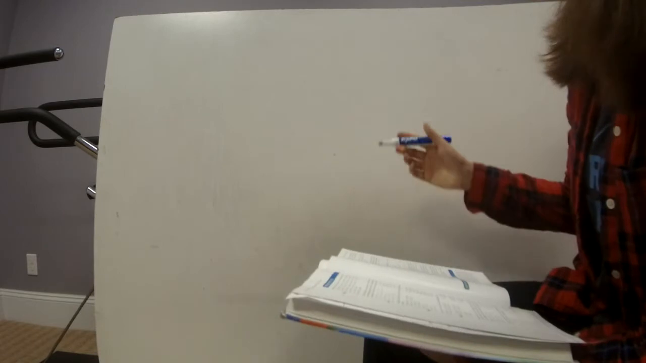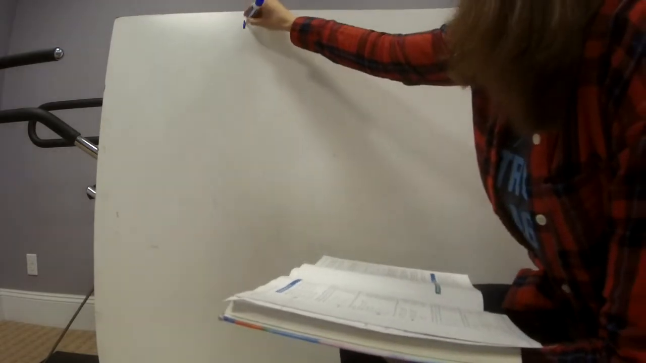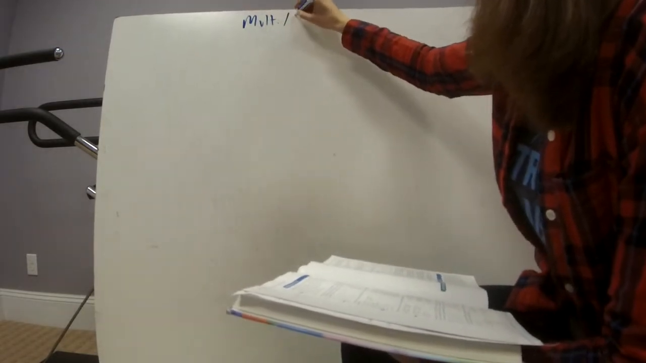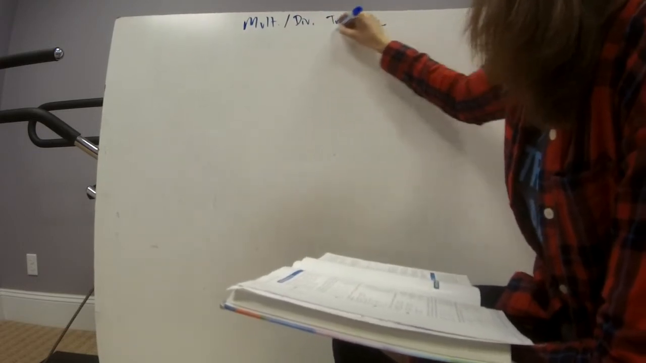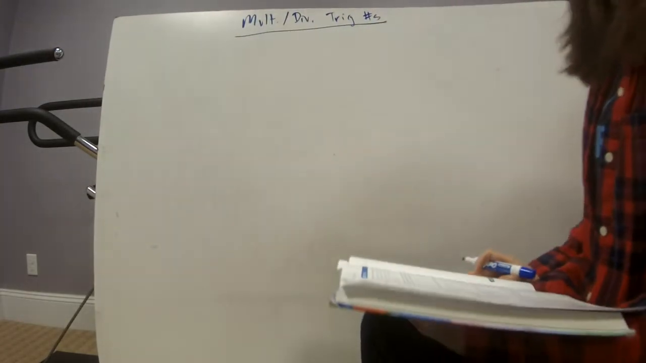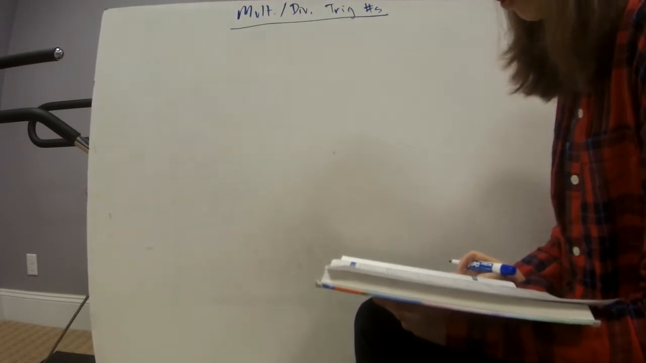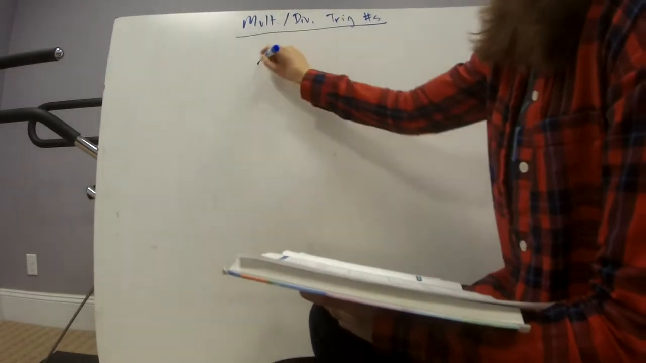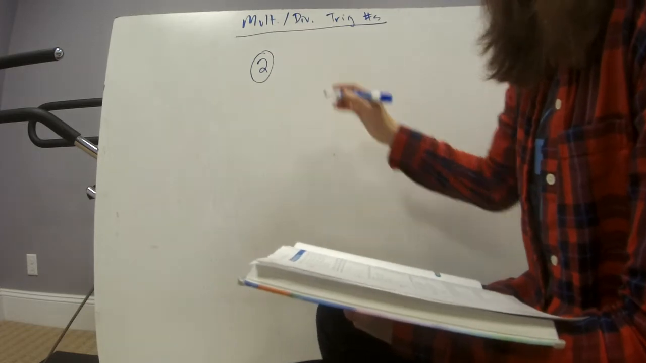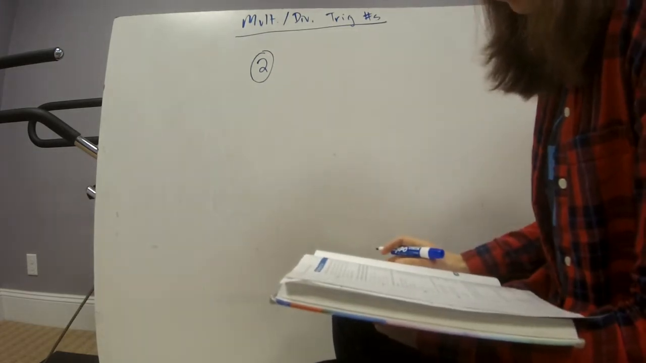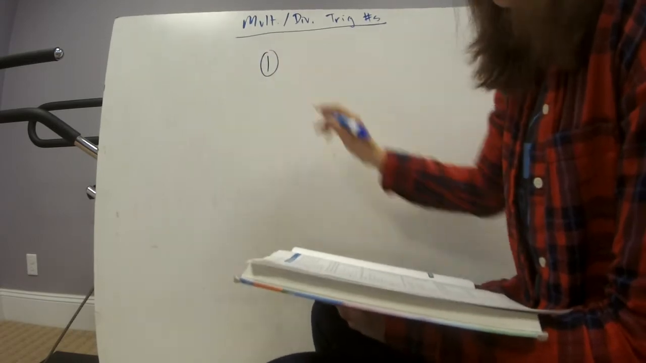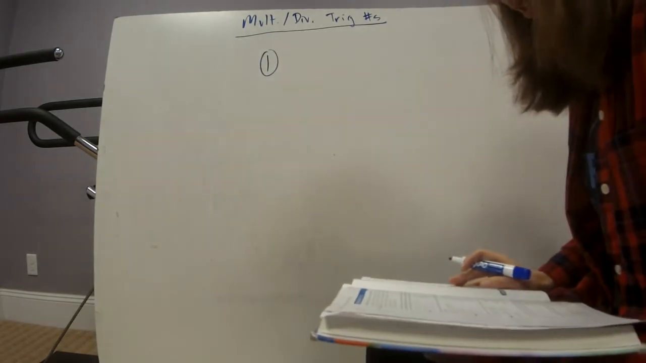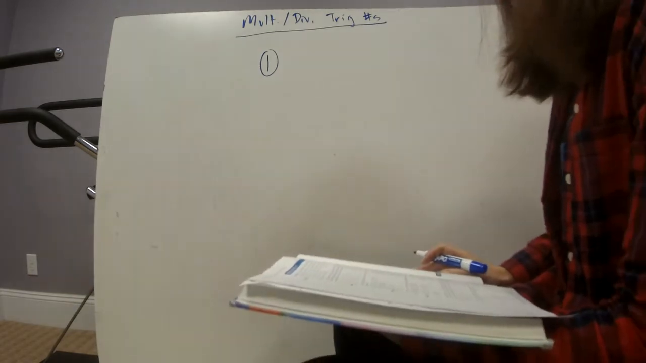So basically, here's what you need to know. This section's about multiplying and dividing trig numbers. Trig numbers, again, are just a different form of imaginary numbers on a graph. I realized number 2 is longhand, so I'll do number 1 so that I'm doing things that I didn't assign here.